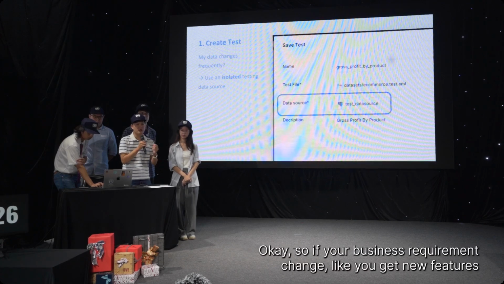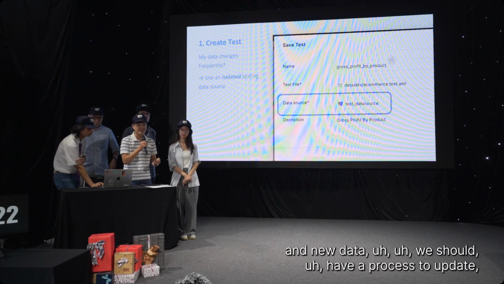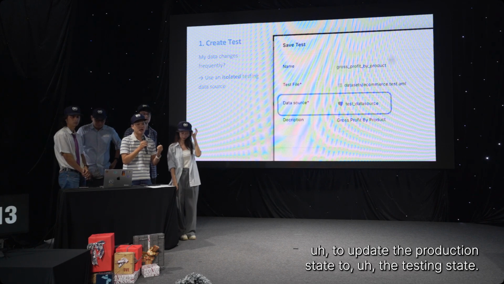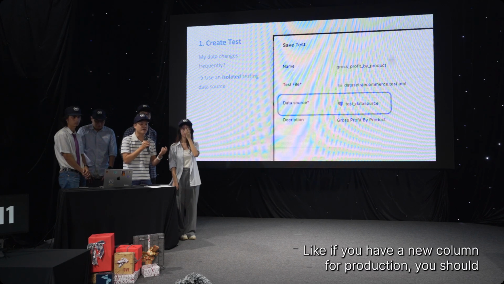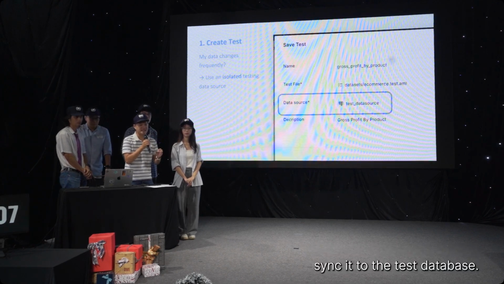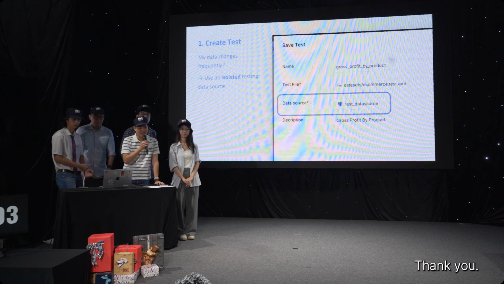Okay. So if your business requirements change, like you add new features and new data, we should have a process to update the production state to the testing state. Like if you have a new column on production, you should sync it to the test database. Okay, thank you.